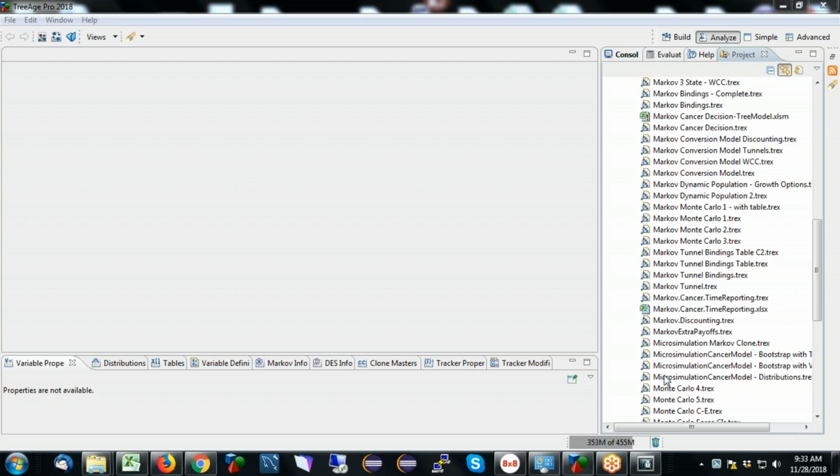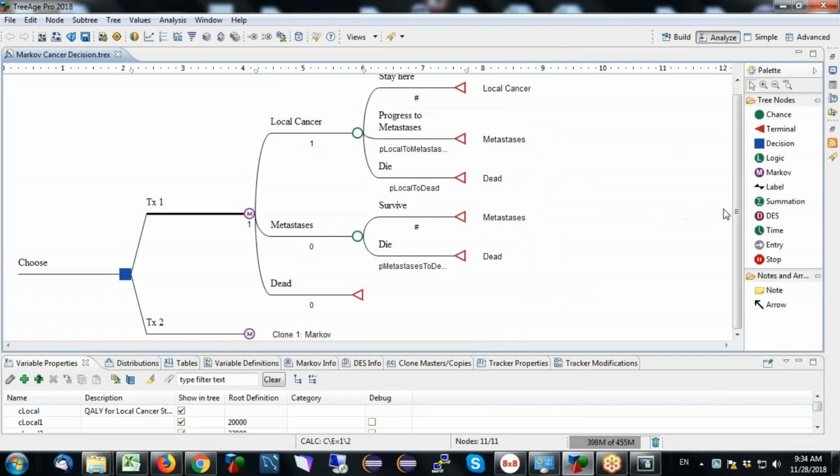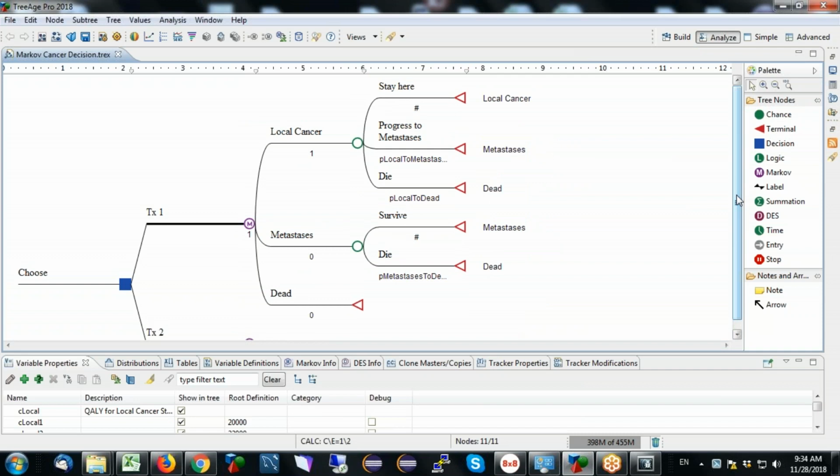So the first thing about TreeAge Pro, and I'm going to open up an example model that we're going to use, this Markov cancer decision, a fairly simple model. And these models are all available to you in your projects view, so you can use that anytime. But one of the nice things about TreeAge Pro is that you can see the patient pathways. So if you have to explain what this model does, you can just show them the pathways. Yes, there's 3 states, these are the events, and they're going to use this as a Markov process projecting into the future.